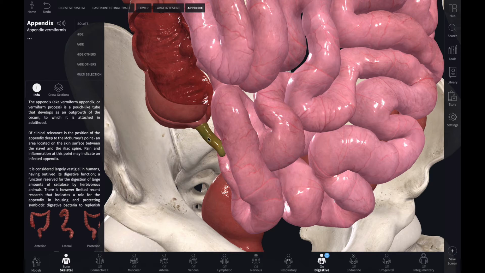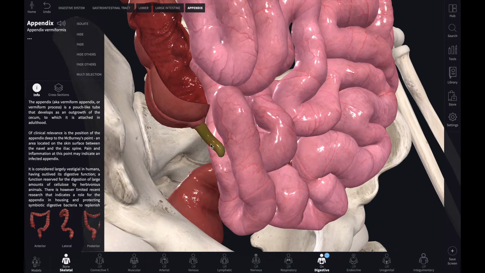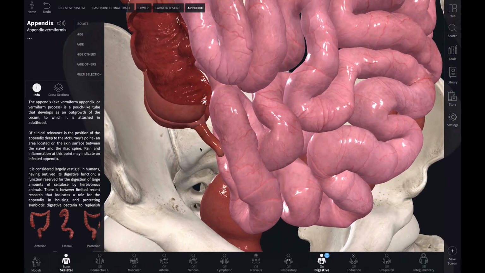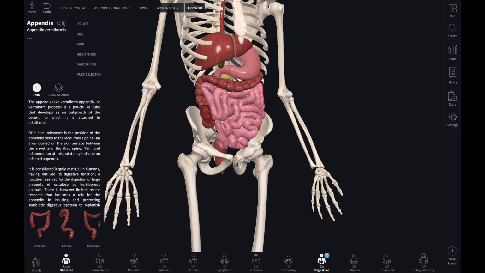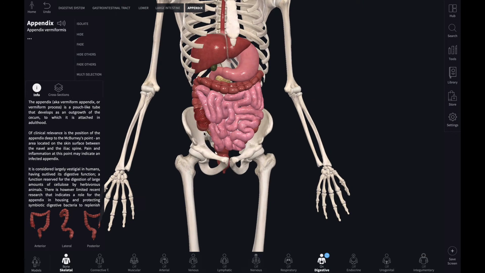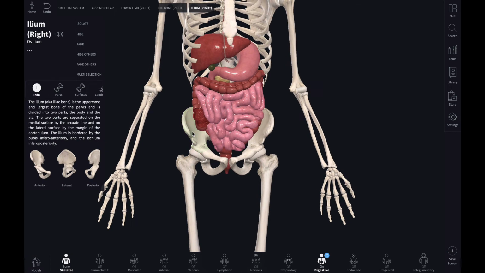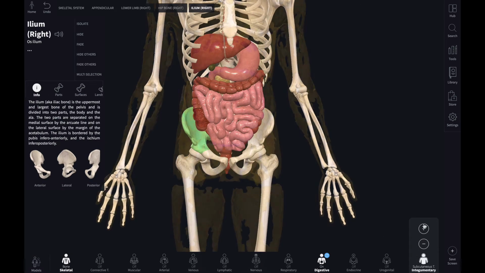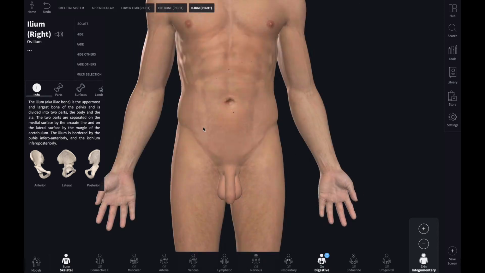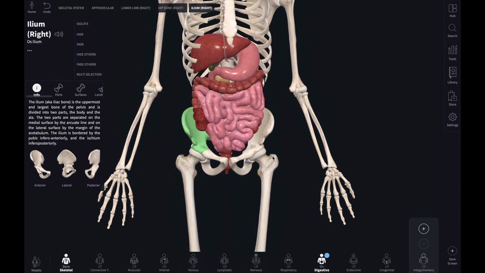Okay, so this appendix is supplied by one single appendicular artery. Inflammation of this appendix is called appendicitis. At that time there will be pain in the right iliac fossa, and McBurney's sign will be positive. McBurney's sign is to press the finger on the right iliac fossa and remove it fast. There will be a severe exaggeration of pain. That's what we call McBurney's sign.